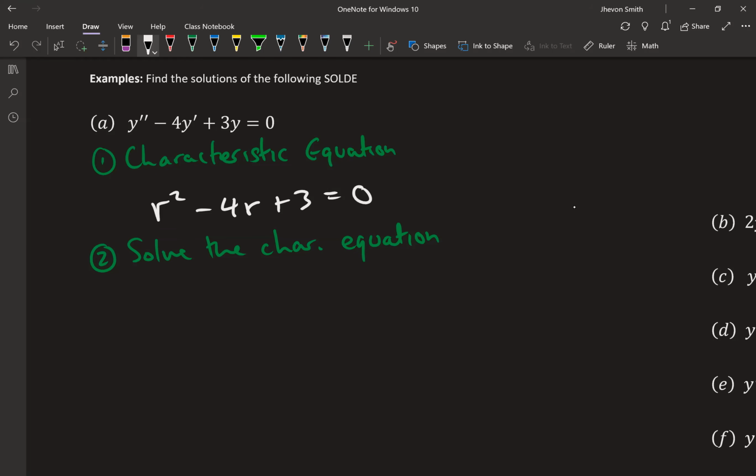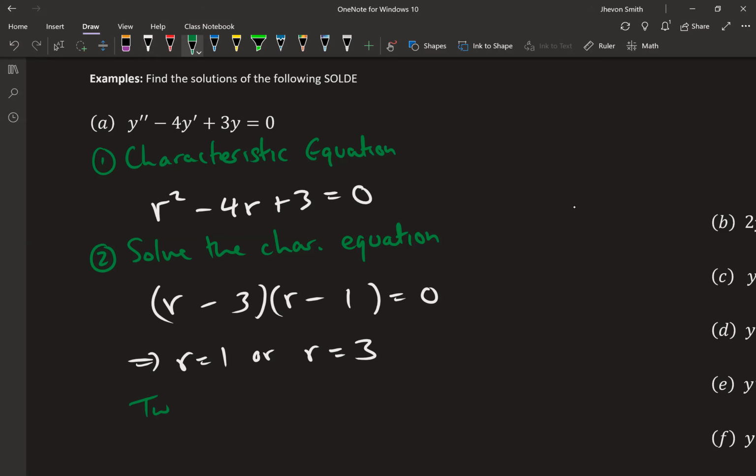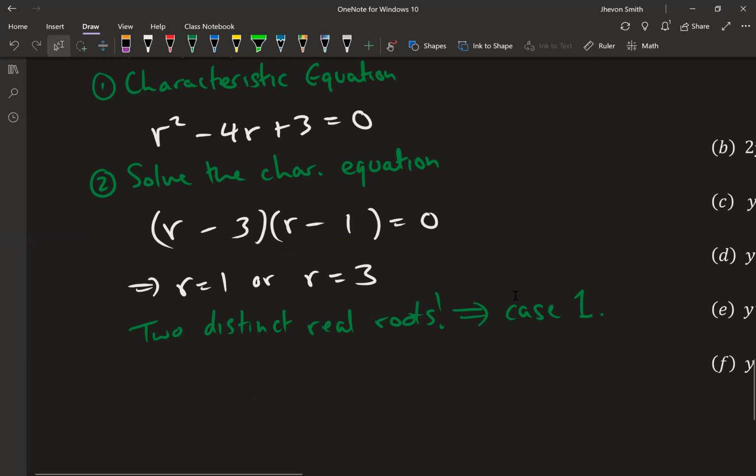So here it looks like these guys should factor. It looks like a -3 and a -1. So I would get r equals 1 or r equals 3. Notice here we have two distinct real numbers. This means we're in case 1 above. So what does that mean for the general solution?